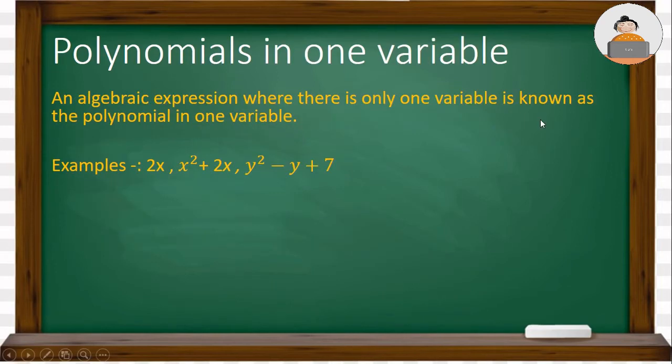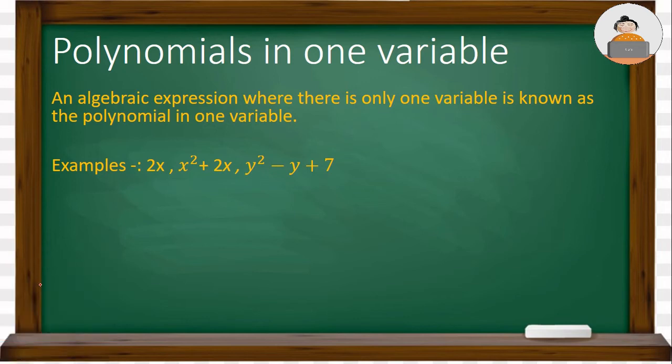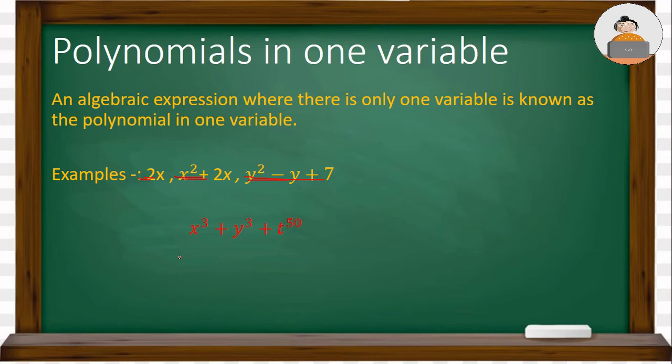Next, we will talk about polynomials in one variable. An algebraic expression where only one variable is present is known as a polynomial in one variable. Here I have taken a few examples: 2x, x square plus 2x, y square minus y plus 7. All these expressions consist of only one variable. But friends, if I talk about this expression, that is x cube plus y cube plus t raised to power 50, then this will not be a polynomial in one variable because there are three different variables x, y and t present in the expression.